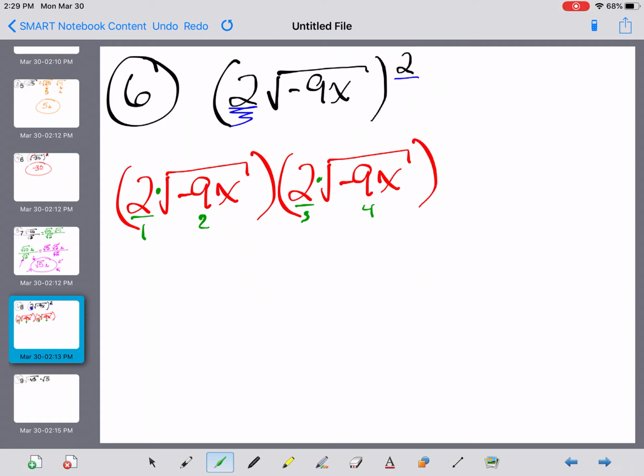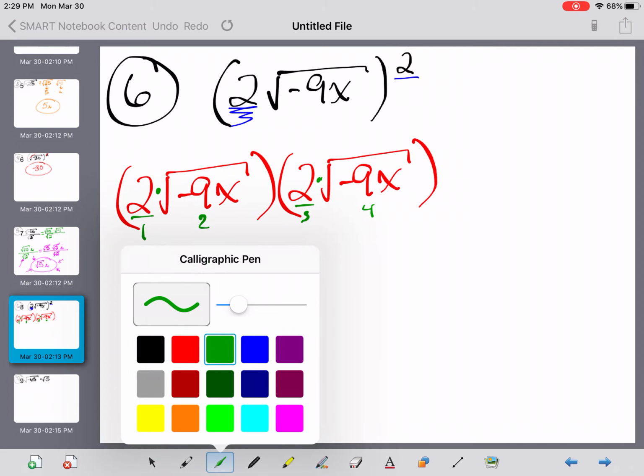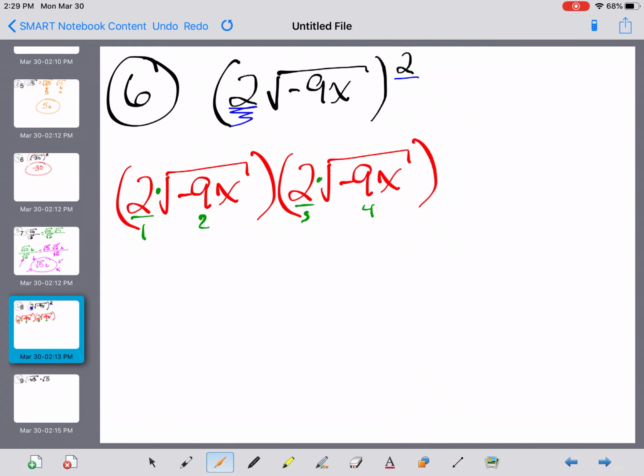And we know that we can change the order, so what we're going to do is move the constant terms that don't have radicals next to each other, and move our radicals next to each other, and then hopefully we notice even more things about what's going on here. All right, so I have my 2 next to my other 2. That's going to make things easy because that's just going to be 4.